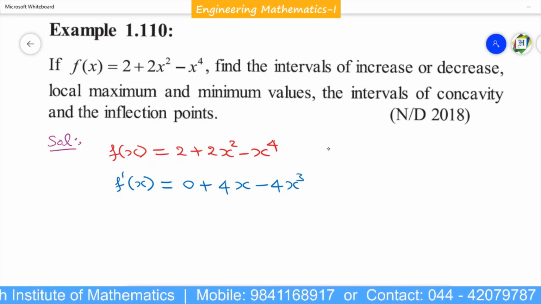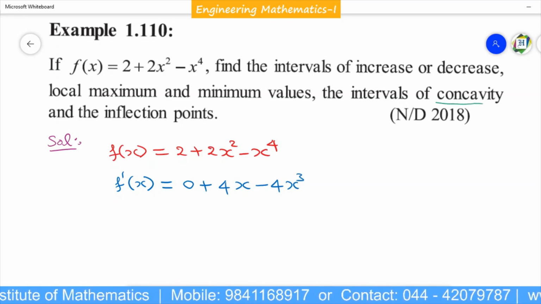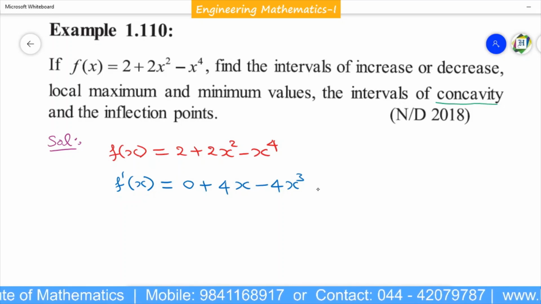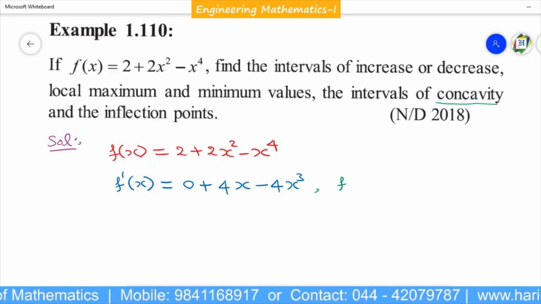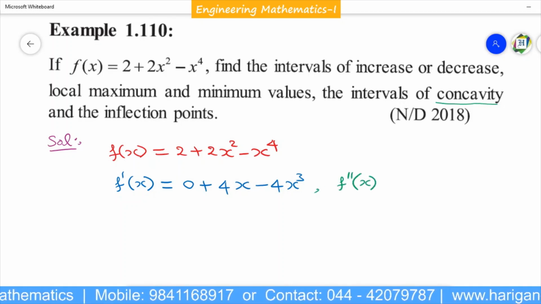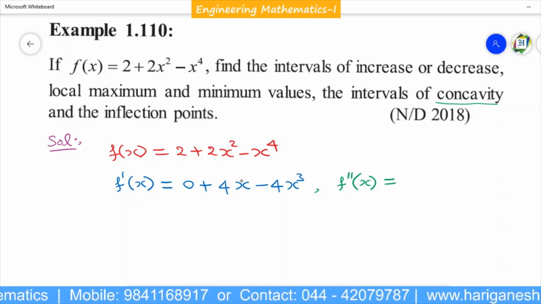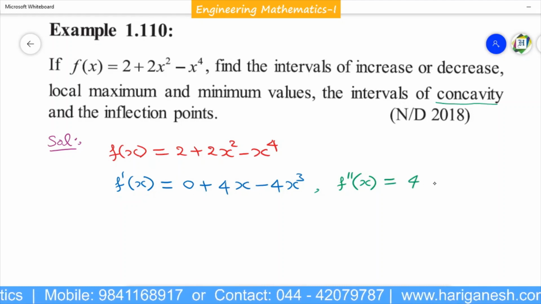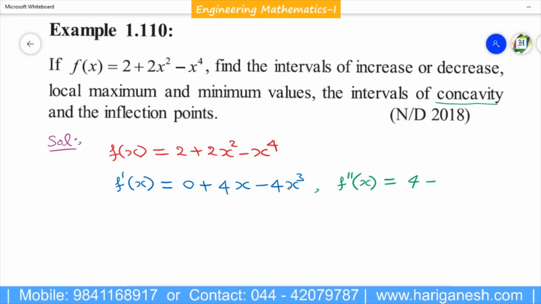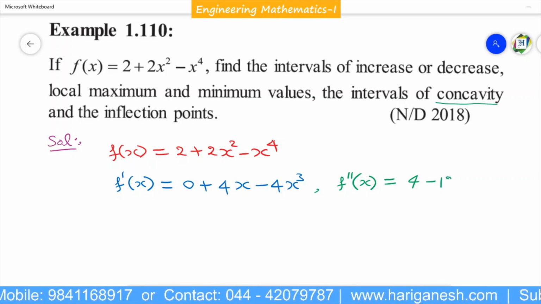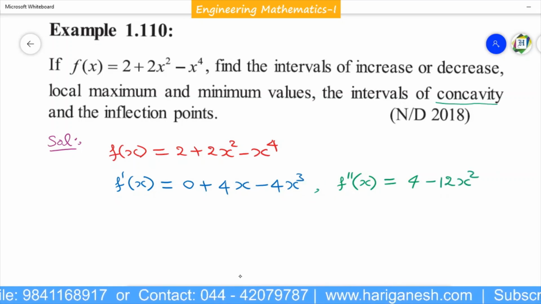And now for the concavity test, I need the second derivative also. So from this, I am going to find the second derivative. So f double dash of x is equal to 4 minus 4x cube differential, 12x square. So later we use this.